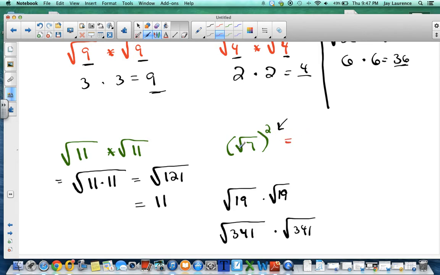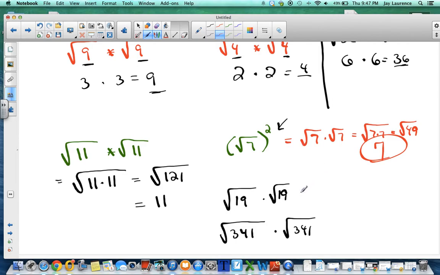I know the square root of 7, quantity squared, means square root of 7 times the square root of 7. Well, that's the square root of 7 times 7, which is the square root of 49. Square root of 49 is 7, positive square root. Look at that, that's 7's match.